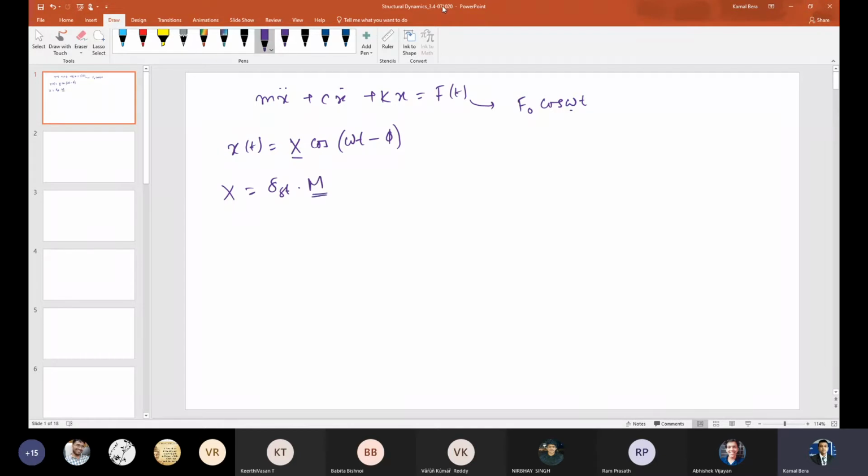That expression you already know, and you also know the expression for the phase angle, phi equals tan inverse of 2 r zeta divided by 1 minus r square, where r is the frequency ratio, that is the forcing frequency by the natural frequency of the system. So r equals omega by omega n, where omega n equals root over k by m. Many times I have written this. Okay, now just tell me one thing.